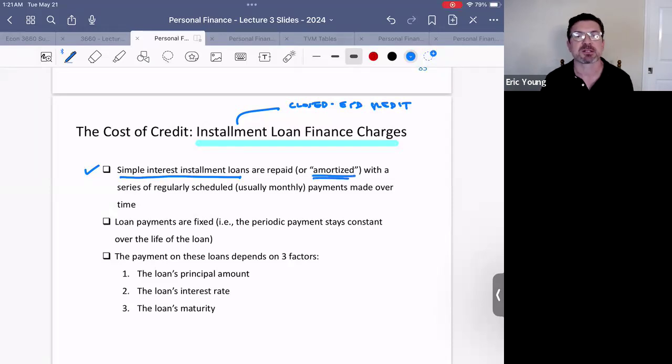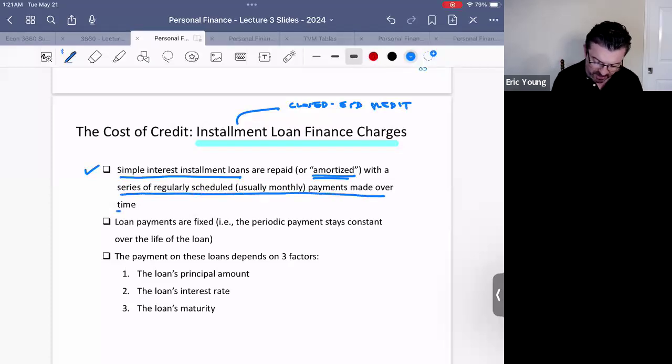When you amortize the loan, when you pay off the loan, you're going to do it by making a series of regularly scheduled payments over time, usually monthly. If you have a mortgage for 30 years, 30 times 12 is 360. You're going to pay off your mortgage by making a monthly payment each and every month 360 times. You have a car loan, you're making monthly payments to retire the loan, okay?